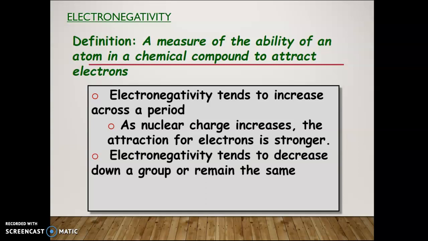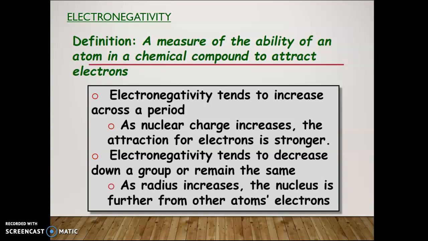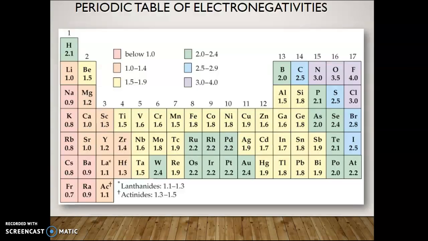Electronegativity decreases down a group or sometimes remains the same. Again, because as radius increases, the nucleus is further away from those outer shells, making it harder to attract those electrons. So here's a periodic table of electronegativities. We're going to use this a bunch later, so you don't need to memorize this or anything like that. I do want you to note that fluorine is the highest.